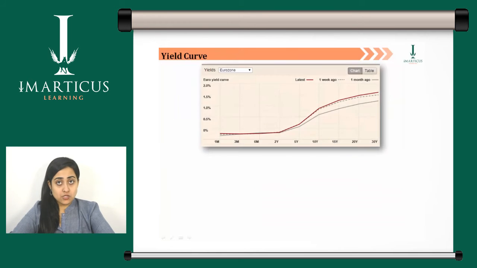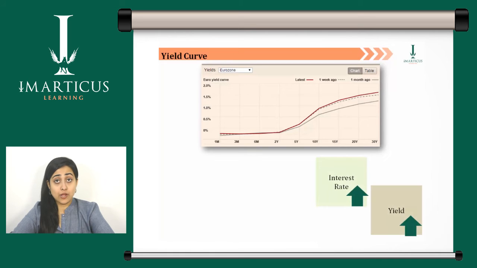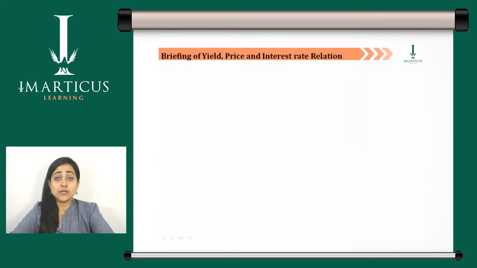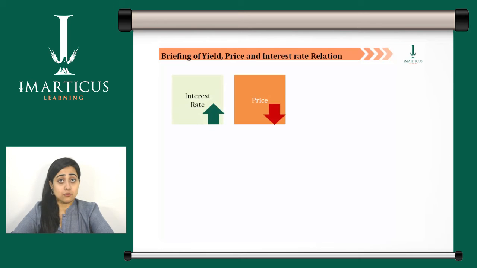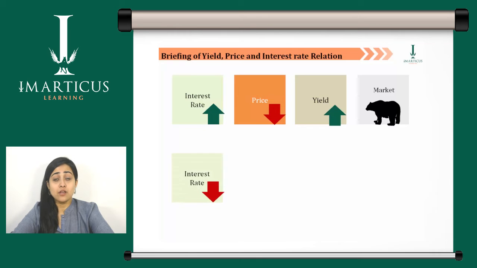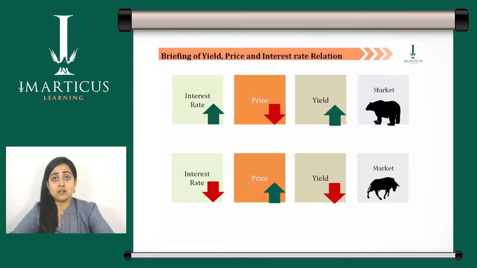From the table shown on the screen, we can deduce that the interest rate and yield are directly proportional to each other. The given chart also shows the performance of a bond in the European market against existing Libor rates. As you can see, when interest rate goes up, the price of security goes down. As a result, the yield on securities goes up, which leads to a bearish market. Conversely, if the interest rate goes down, the price goes up. The yield goes down and the resultant market is bullish.